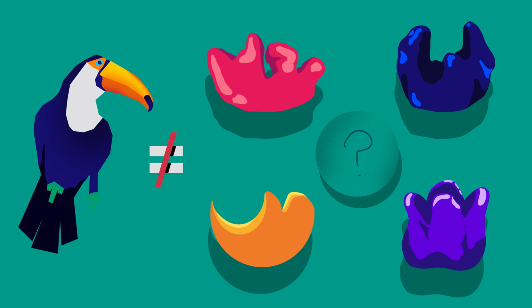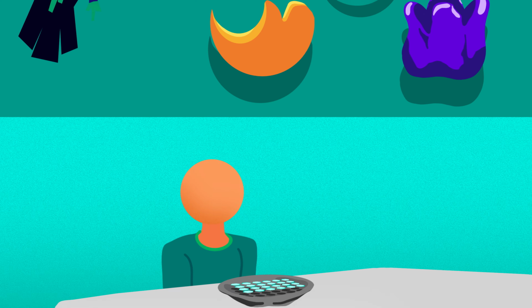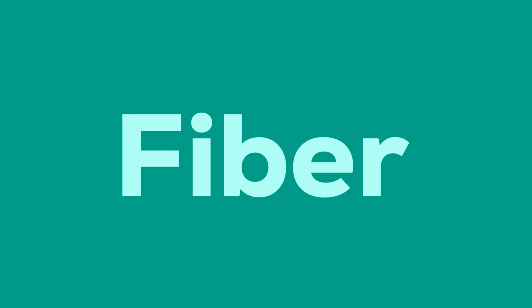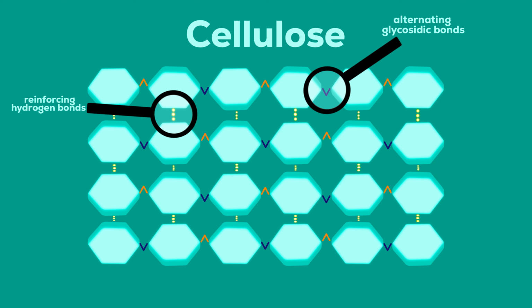Animals do not possess the enzymes to hydrolyze cellulose or process it, and humans can't digest it, but it does help our digestive system in the form of fiber. Cellulose is so durable because it's reinforced by hydrogen bonding on the alternating glucose links.